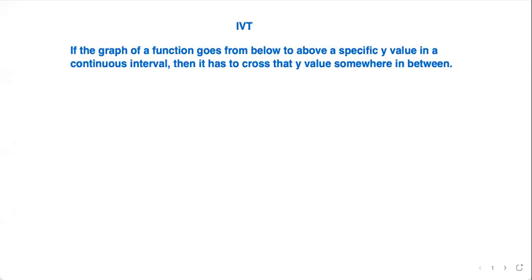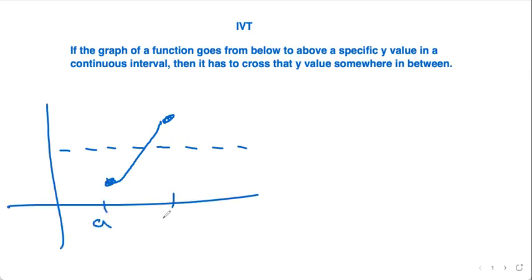The intermediate value theorem in basic terms says if a graph of a function goes from below to above a specific y value and it's continuous, then this graph has got to cross somewhere in between. So basically, if I'm going from, let's say, A to B, then there's some point C where it had to cross because it was continuous.